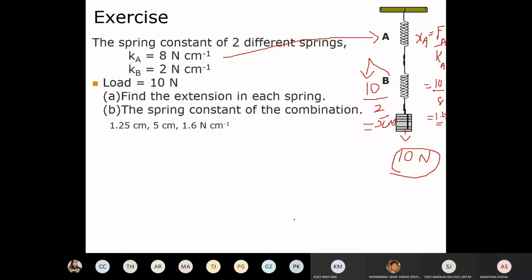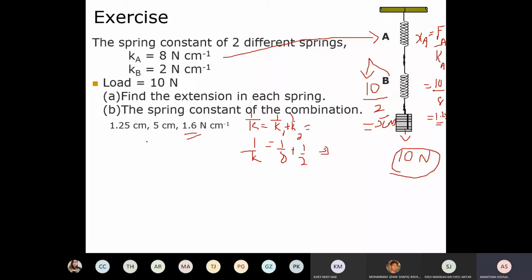Then the spring constant of the combination. What is the spring constant of this combination? Two ways to do it. Earlier we found that K1 plus K2 is your total K, but in this case it is a series. Series means 1 over K equals 1 over K1 plus 1 over K2. So you put in K1 and K2: 1 over 8 plus 1 over 2. You get 1 over K total, so taking the reciprocal, you should get 1.6. This is one way of finding it.